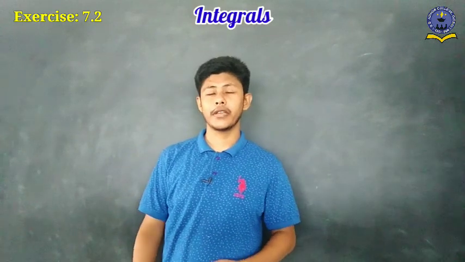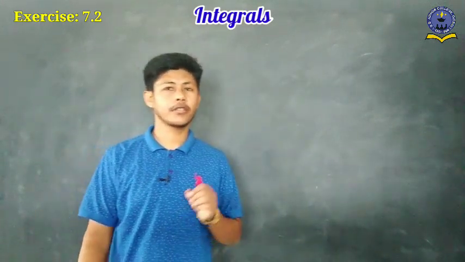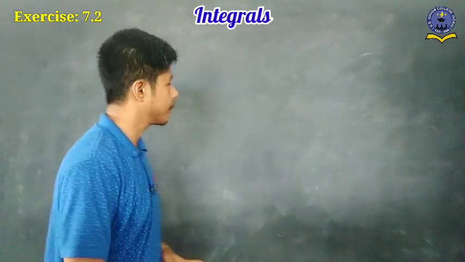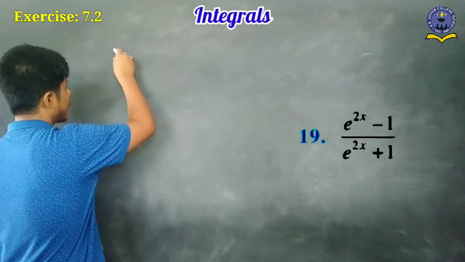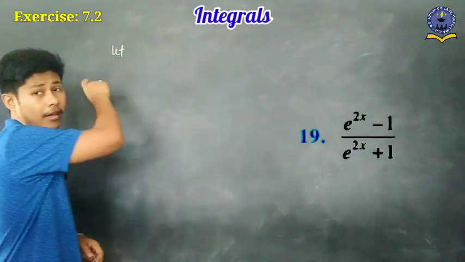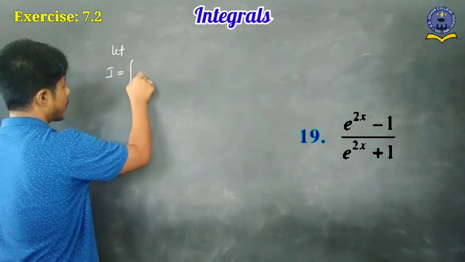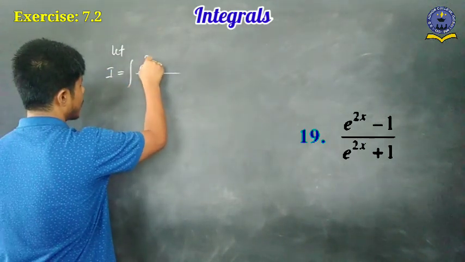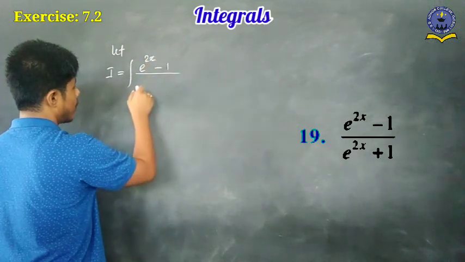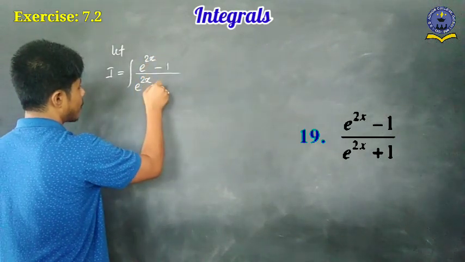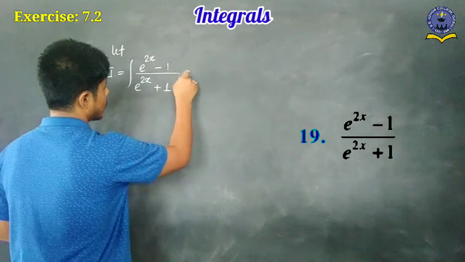After question number 18, the next question is a very important question. If we directly write it here, let I equal the integration of the numerator, e to the power twice x minus 1, and in the denominator, e to the power twice x plus 1, into dx.